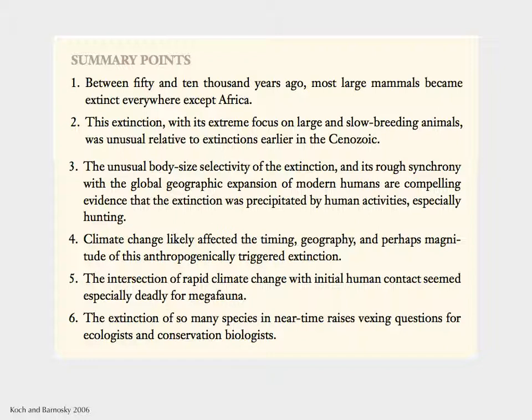Okay, so here is a summary. This is a review paper looking at ideas about humans being invasive and causing these extinctions. The observation is that most large mammals became extinct everywhere except Africa. This was an unusual extinction, and it was biased towards large, slow, tasty animals. They say the correlation with both when humans arrived and the selectivity suggests that humans played a role, but there may also have been climate change. So it's not a single cause; it could be multiple causes. You're very unlucky if you get bad climate and bad humans at the same time. And people are upset by this.